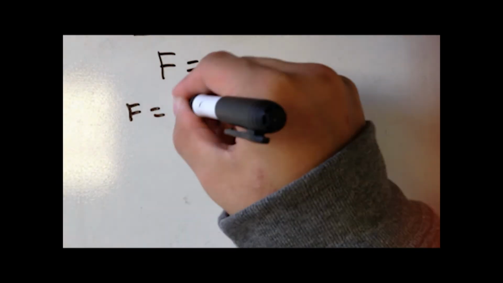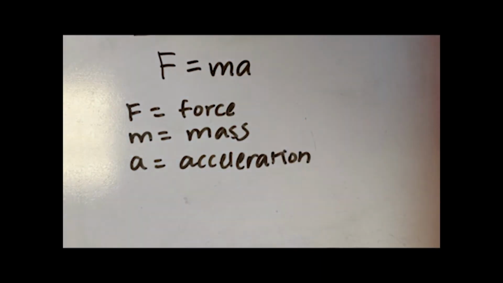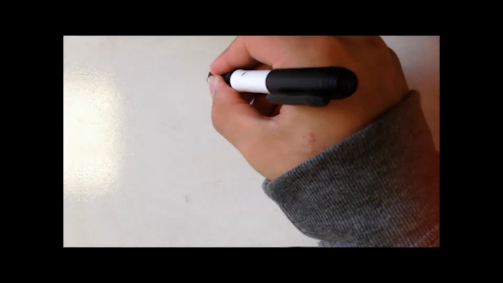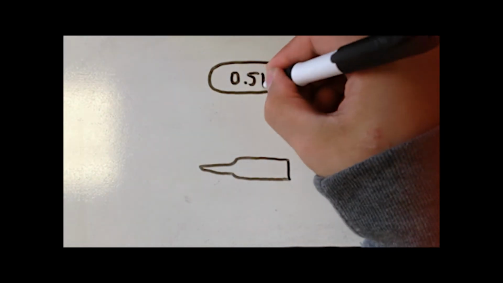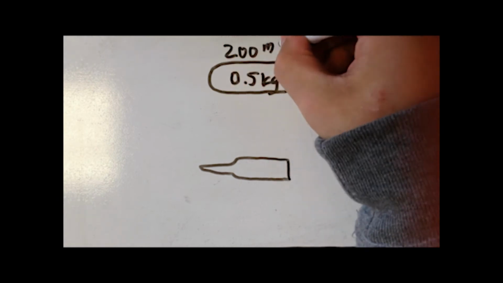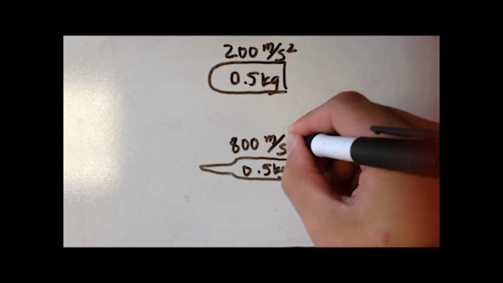Now let's look at Newton's second law of motion. Simply put, the mass of an object times its acceleration is its force. Take these two bullets for example. Both have a mass of 0.5 kilograms. However, one is accelerating at 200 meters per second squared, while the other is accelerating at 800 meters per second squared, 4 times the acceleration of the first bullet.